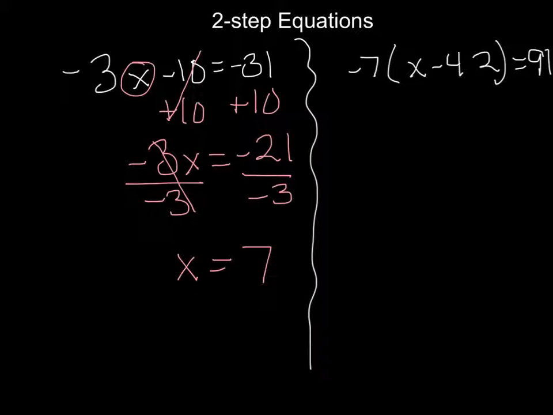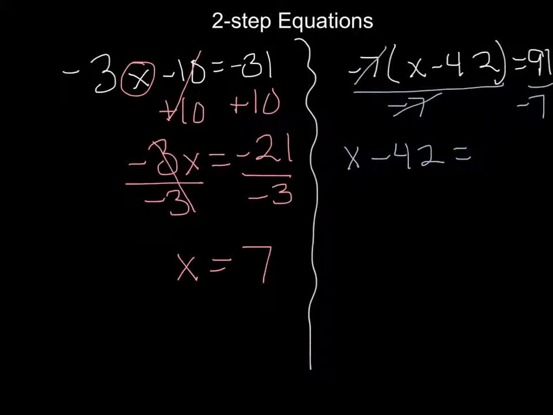Okay, for this one over here, since you've got this negative outside the parentheses, you could distribute it, or we can go ahead and get rid of it by dividing by negative 7. Since it's outside the parentheses, we can do that. So that would cancel the negative 7 over there, leaving you with what's in the parentheses, x minus 42.